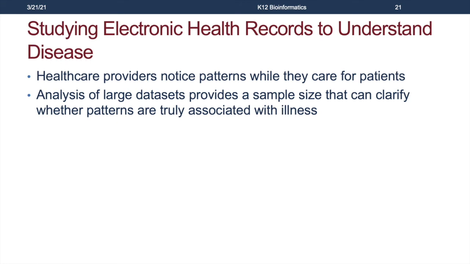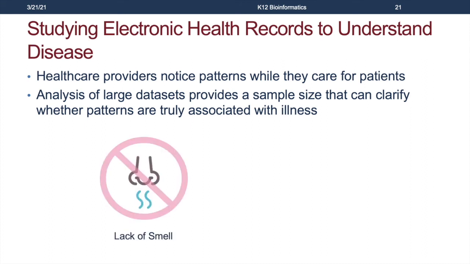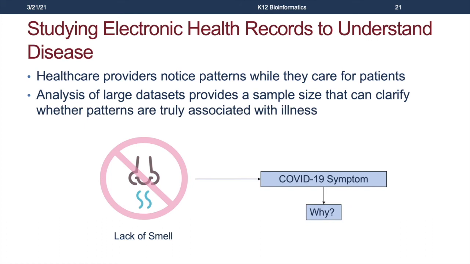Analyzing large data sets, such as aggregated electronic health records across many U.S. health systems, provides us with a sample size of patients that can help us clarify whether the patterns some providers have observed are truly associated with illness. For example, we now know that lack of smell is a symptom of COVID-19, not something we had expected. We still don't know exactly why some patients with COVID lose their sense of smell, but studying data on a lot of patients, as biomedical informaticists do, can help us recognize this unexpected pattern. Further studies can look into why it's happening.